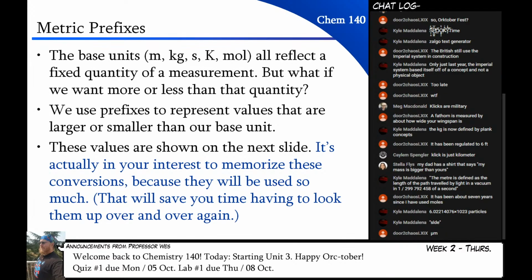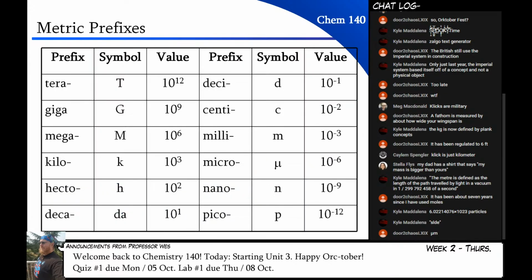So please do commit these to memory. Here are the prefixes on the next slide. The ones that we use in chemistry range from tera to pico, 10 to the positive 12 and 10 to the negative 12.